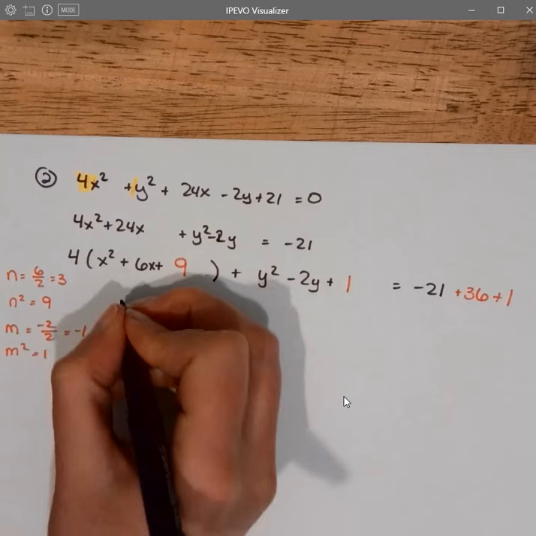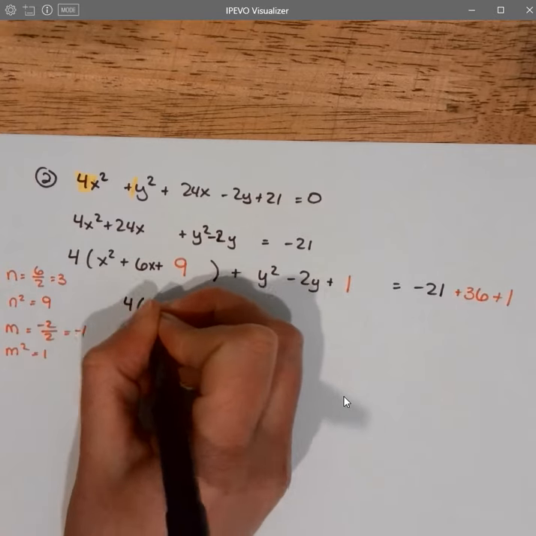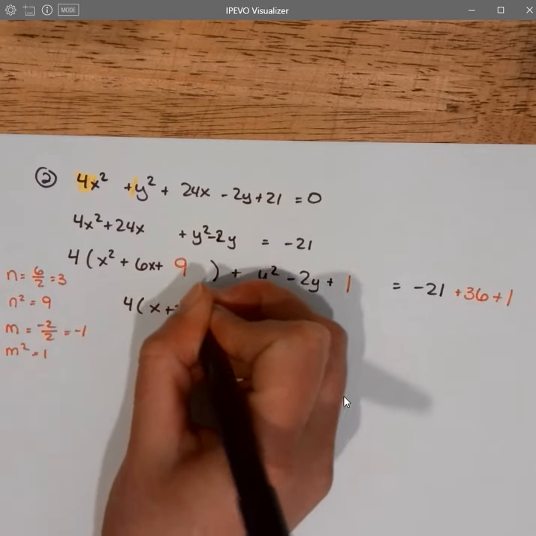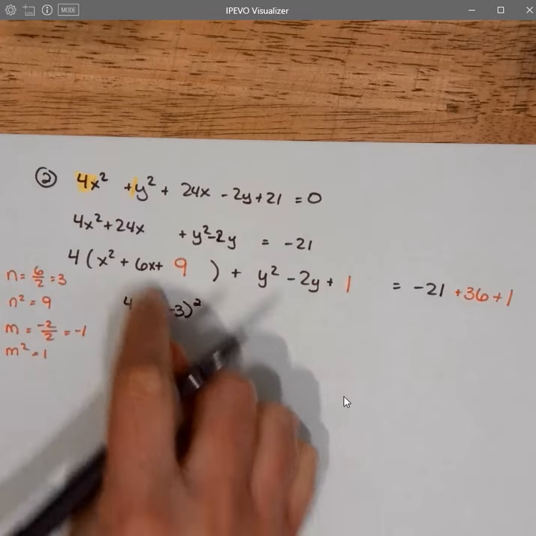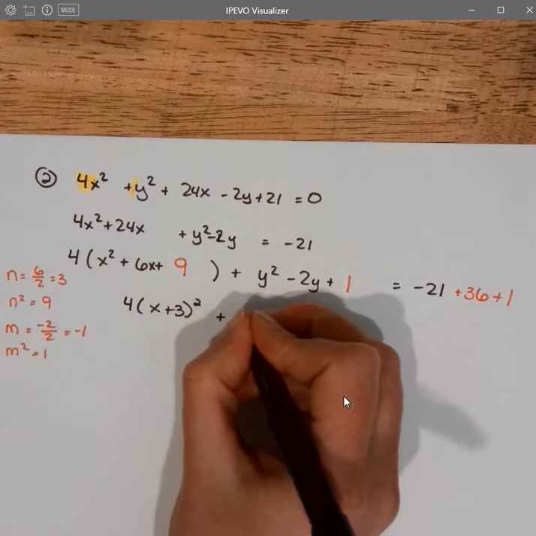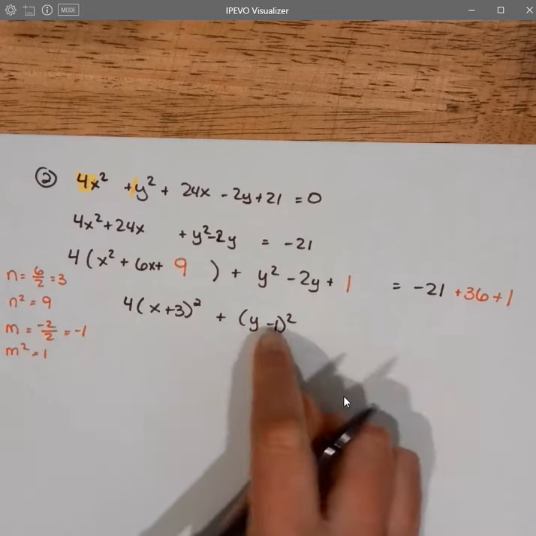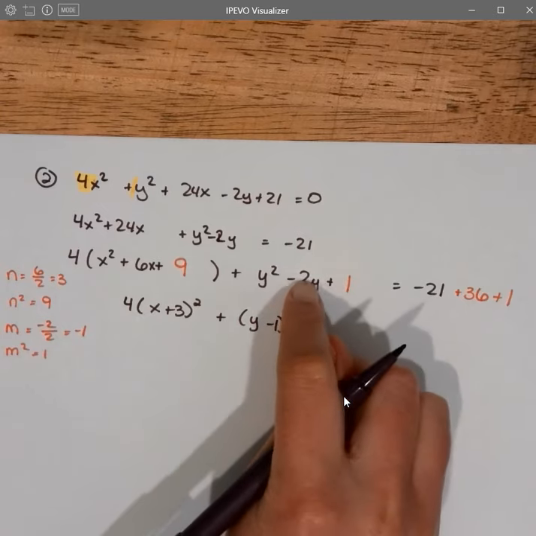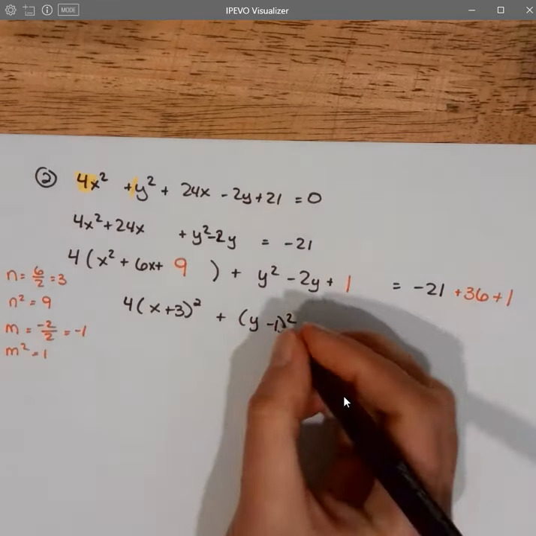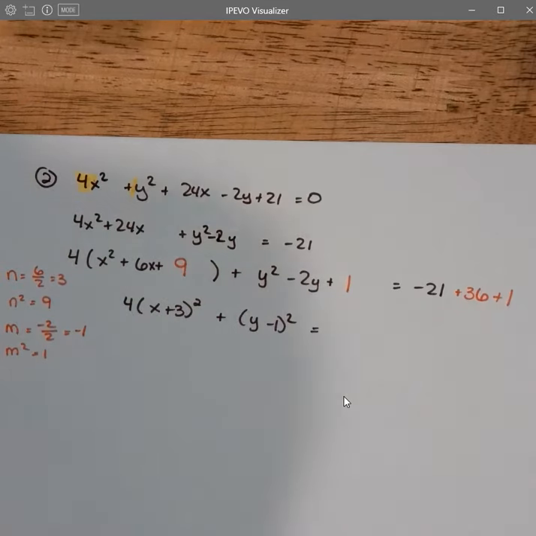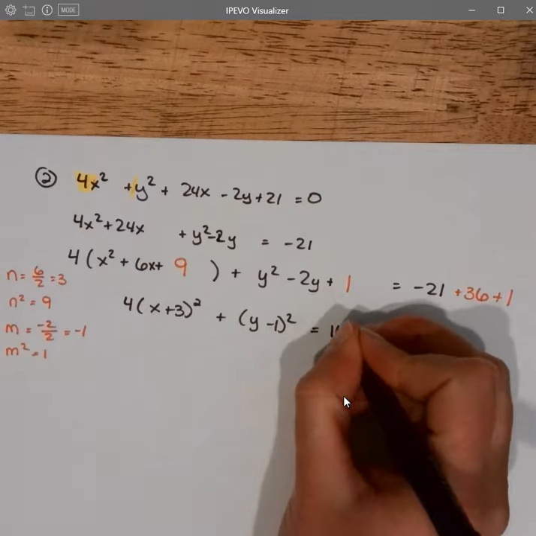Okay, so when we factor, we have 4 times x plus 3 squared. 3 times 3 is 9, 3 plus 3 is 6. That's factored. And then y minus 1 squared. I'm just using the m value. 1 times 1 is 1. Negative 1 times plus 1 is negative 2. And then equals, let's find out. I need negative 21 plus 36 plus 1, so 16.